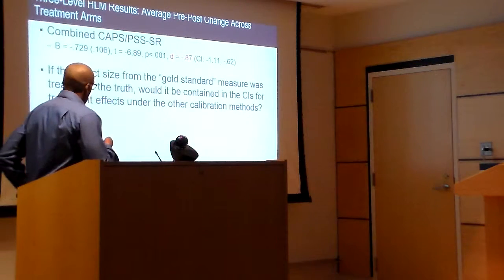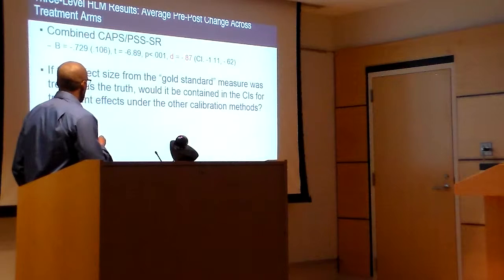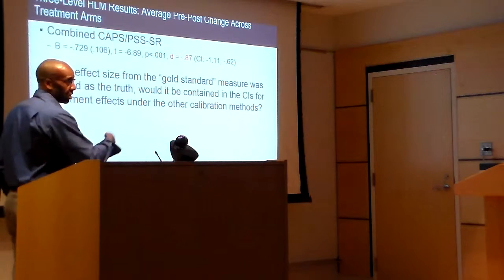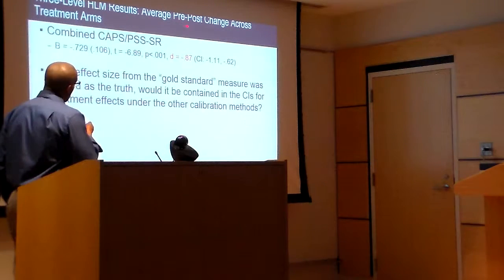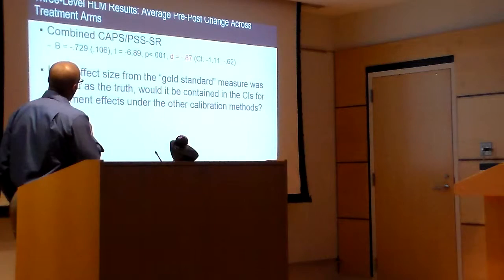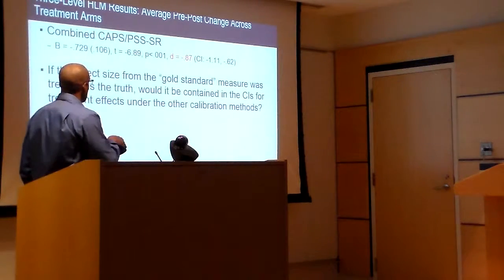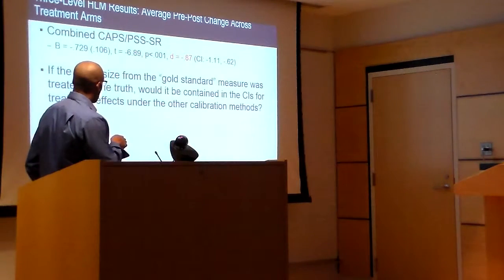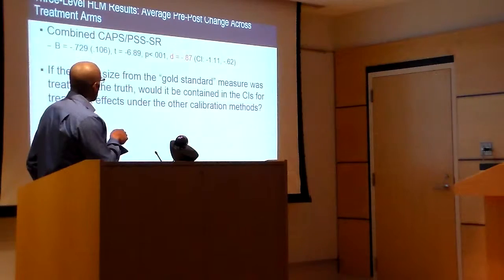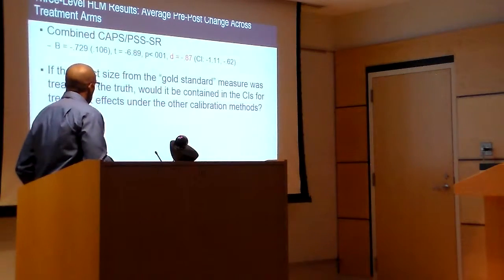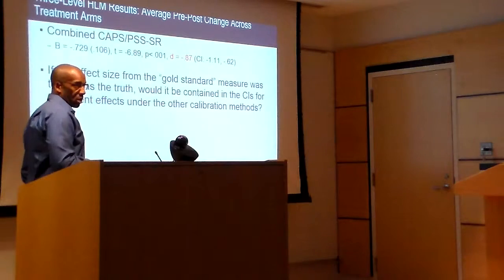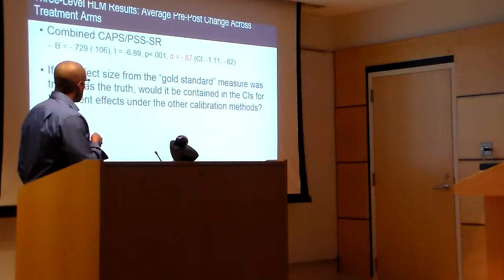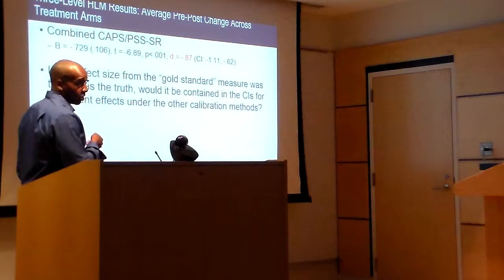So, a 3-level HLM, and again, this is a multi-site trial, so repeated measures from patients nested within 7 sites. We're just looking at the average pre-post change across treatment arms. No differences across treatment arms, but that's not the issue right now. So combined across both conditions, we get an effect size that's a shade over what would be considered large. Keep this effect size in mind, because we're going to treat this as our gold standard.